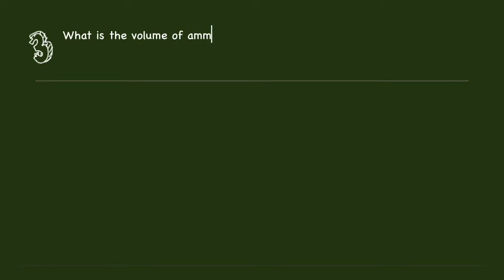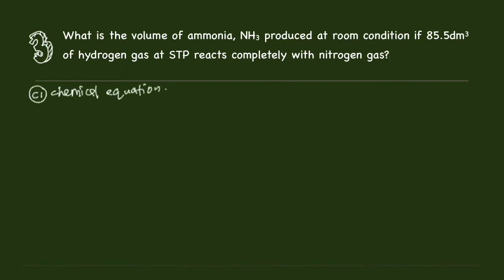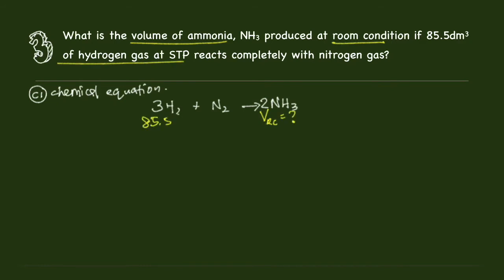Number 3. What is the volume of ammonia NH3 produced at room condition if 85.5 decimeter cube of hydrogen gas at STP reacts completely with nitrogen gas? C1 chemical equation. H2 plus N2 to give NH3. You are required to find the volume of ammonia produced at room condition, and the information given is 85.5 decimeter cube of hydrogen gas at STP.